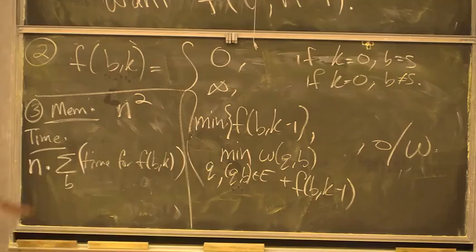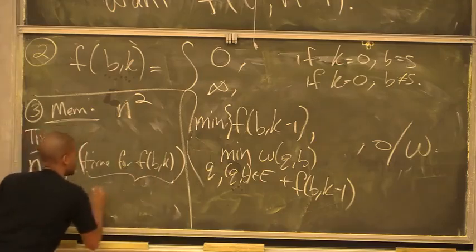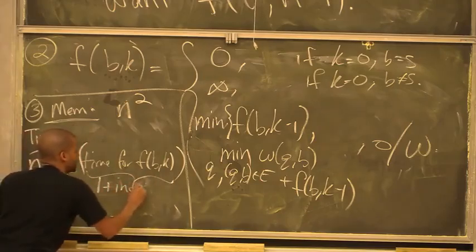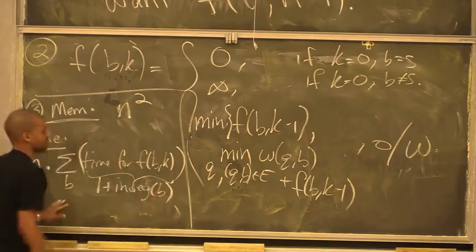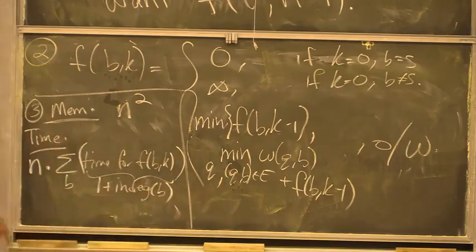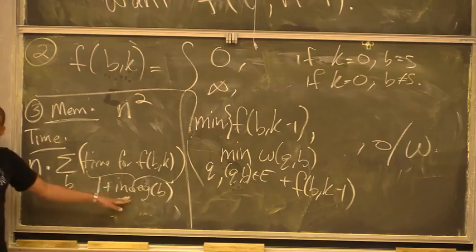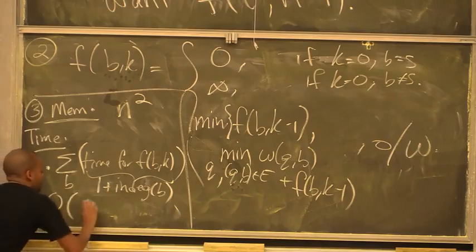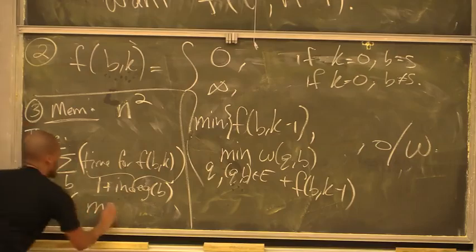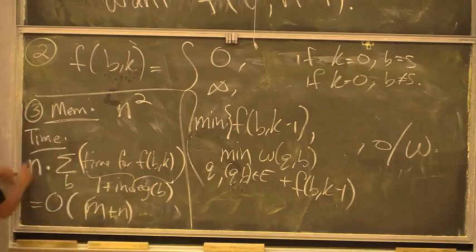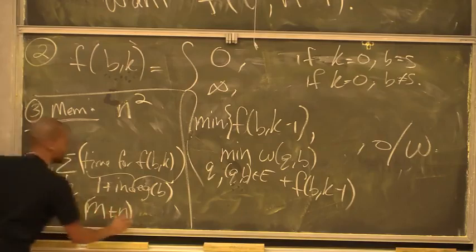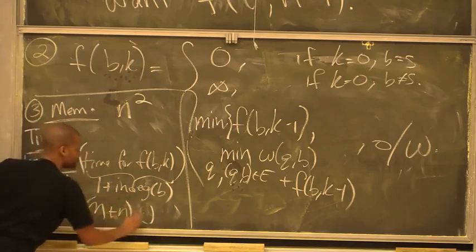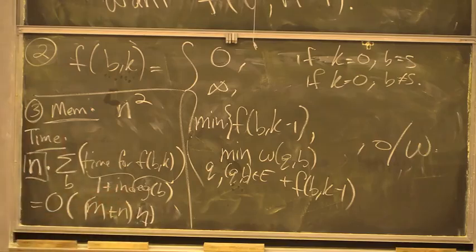What's the time for fbk? It's proportional to 1 plus the in degree of b, because I loop over everything that points into b. The sum of the in degrees is exactly the number of edges. So this is O of basically m plus n times this n because of all the different k options times n. So basically mn time, which is Bellman-Ford. Okay?